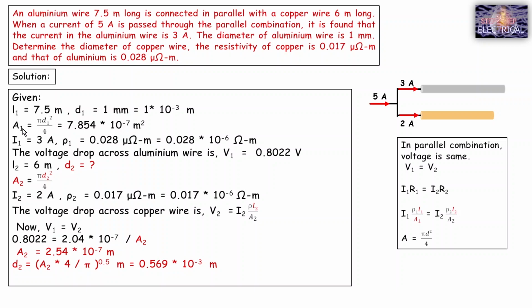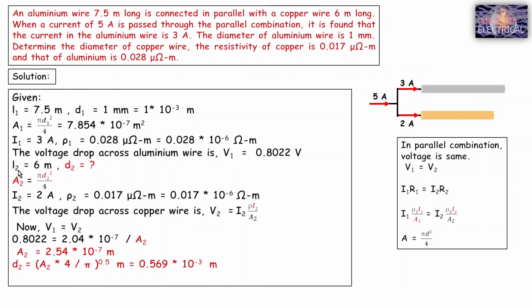So the unit of area is meter square. Now I1 is 3 ampere and rho 1 that is given, which is 0.028 micro ohm meter. On converting it into SI unit, it is 0.028 into 10 to the power minus 6 ohm meter. Now the voltage drop across aluminium wire V1 is equal to 0.8022 volt. We have found it using this relation, I1 into rho 1 L1 by A1. So you can easily find it out.